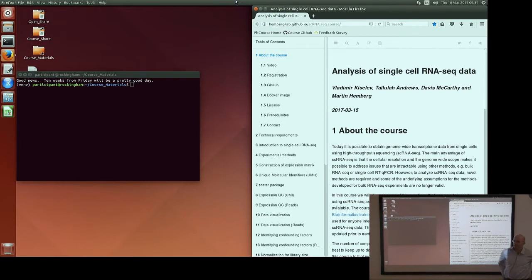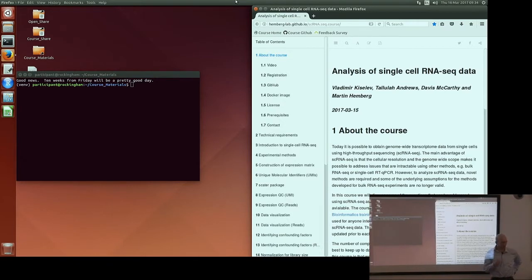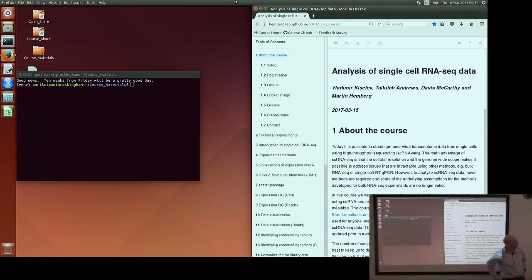Welcome to the computational analysis of single-cell RNA-seq course, which is taught by myself. I'm Martin Hemberg, group leader at the Sanger Institute, which is about 10 miles south of here. We also have Vladimir, who is a staff scientist in my group. And we also have Tallulah, who's a postdoc, and we'll also have Davis McCarthy here in a little while, who is also involved in the course.